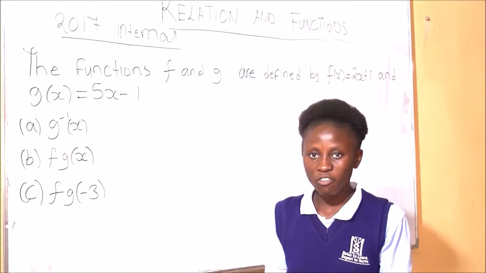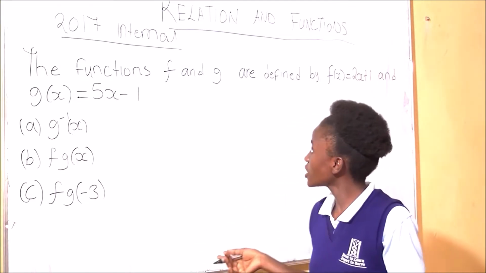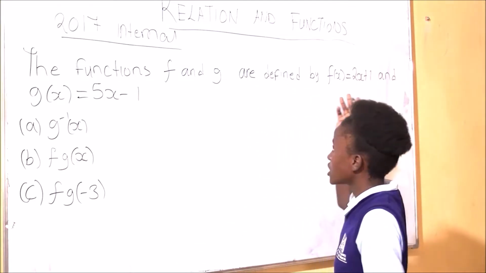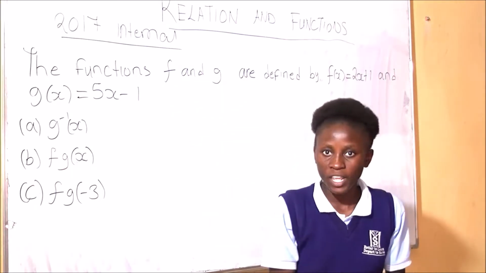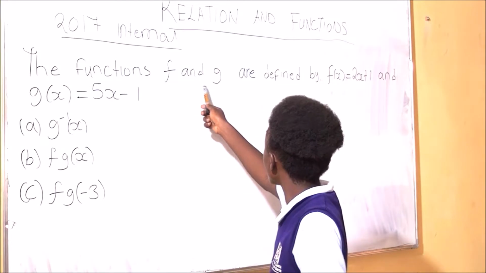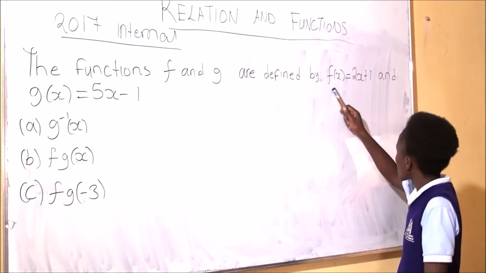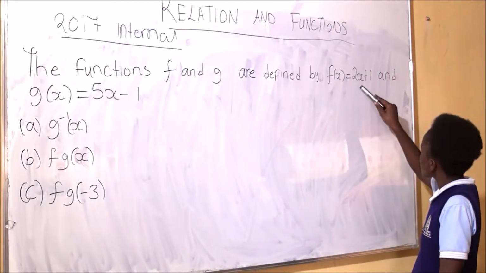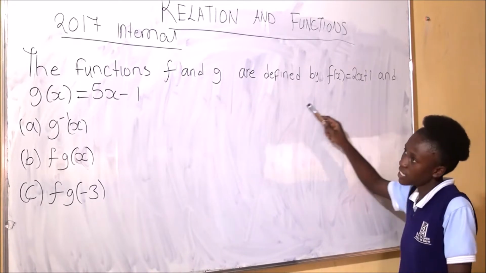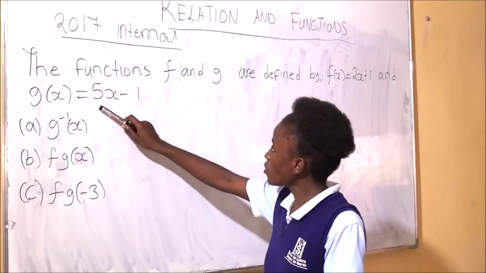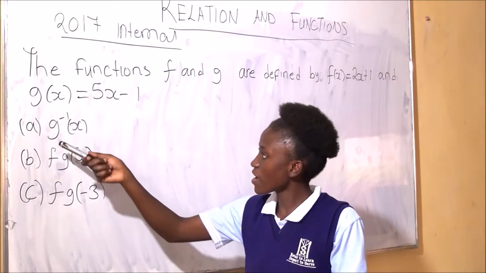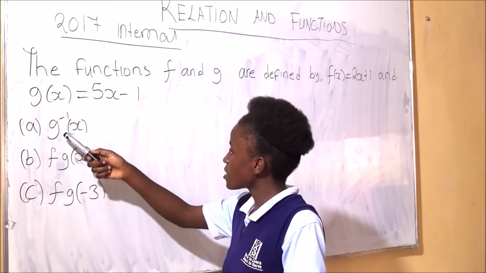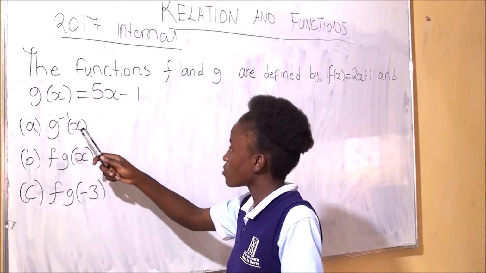I'm in 12B and I'm here to do a question under durations and functions coming from a 2017 internal past paper. The functions f and g are defined by f of x is equal to 2x plus 1 and g of x is equal to 5x minus 1. Then we have A, which says find g inverse of x.